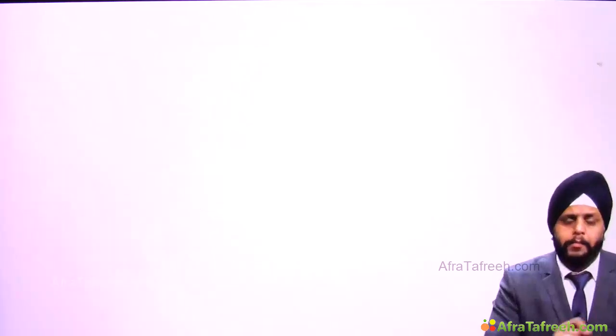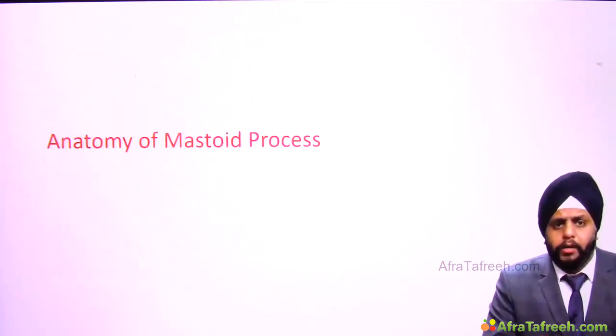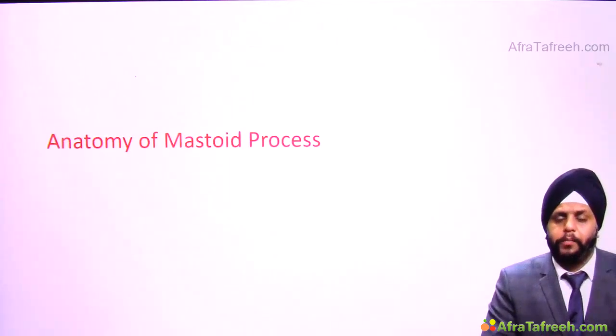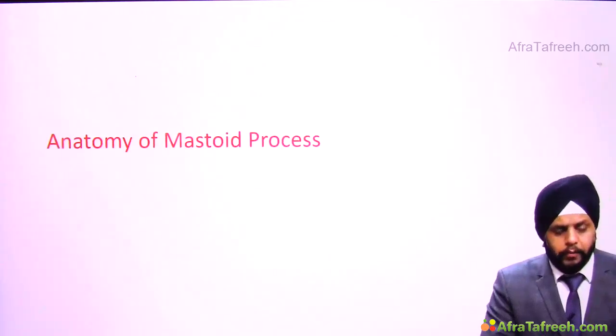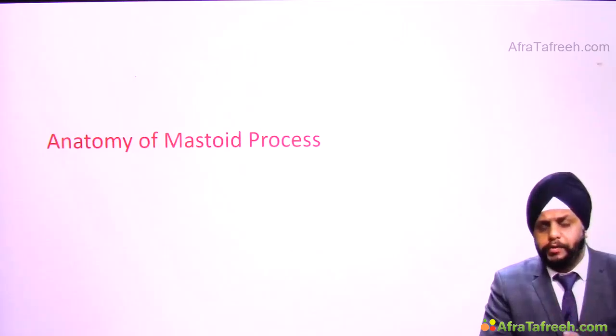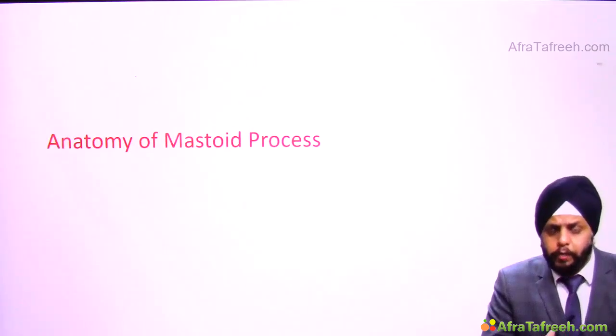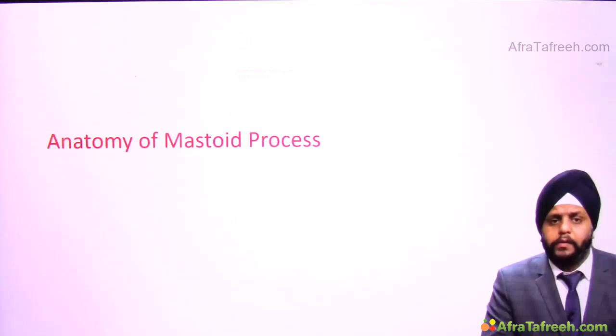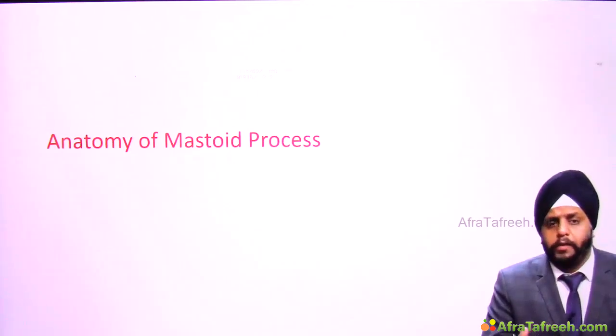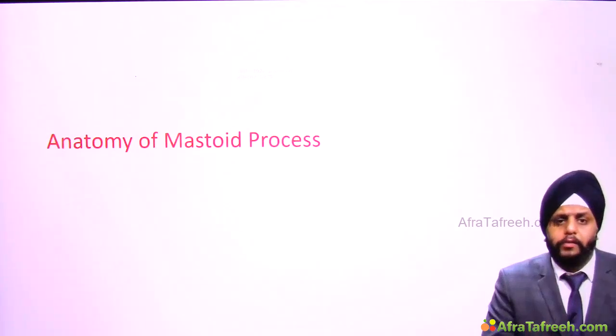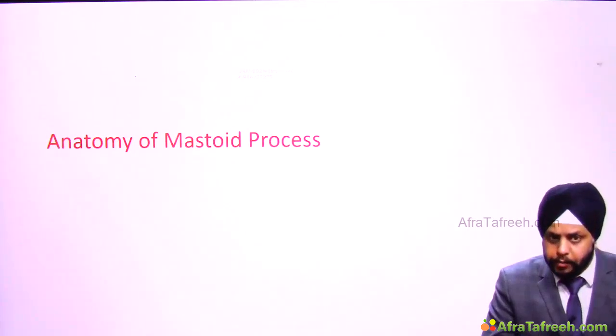Now let's go and study the anatomy of the mastoid process. We have discussed the middle ear, so let's discuss the mastoid process. We have already discussed a little bit about it. What all do we know about the mastoid process? This is a cancellous bone. It consists of a lot of air cells. The largest air cell is known as the mastoid antrum.